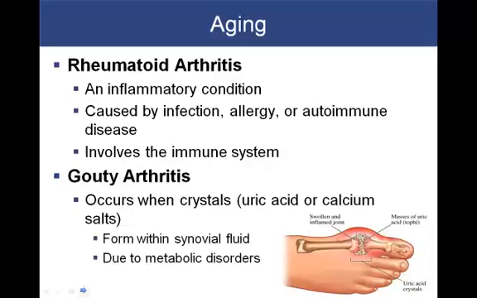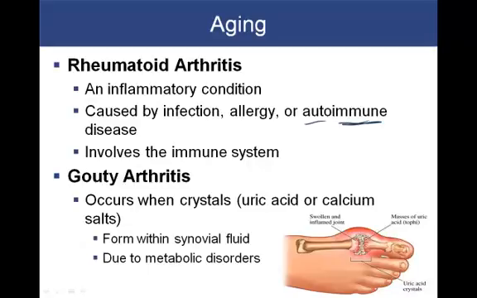Rheumatoid arthritis is an inflammatory condition. It can be caused by a number of things: an infection, an allergy, or an autoimmune response, in which your own immune system actually attacks the structure. In rheumatoid arthritis, the immune system attacks and destroys some of the tissues associated with the joint, and that can lead to inflammation and other problems.